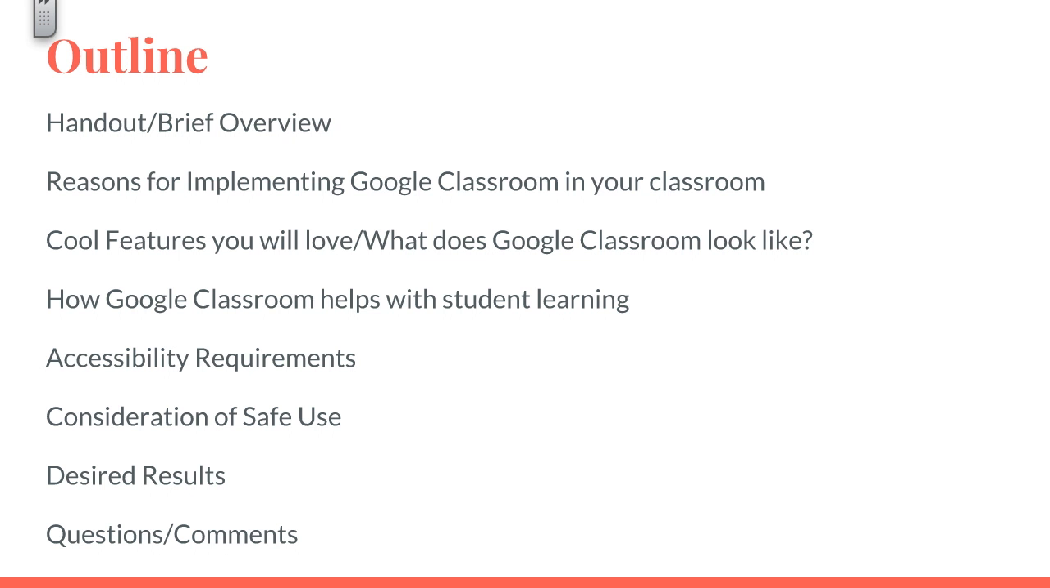Okay, so here is our outline. First of all, I will be handing out a handout. It's just a brief overview. It has 4 little corners, red, yellow, green, and blue, that go along with some really great things, like the top 5 reasons why we should be using Google Classroom. I have some little pictures that show what Google Classroom looks like on the handout.